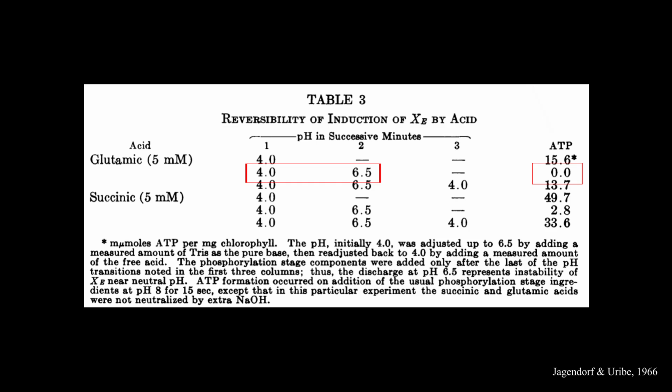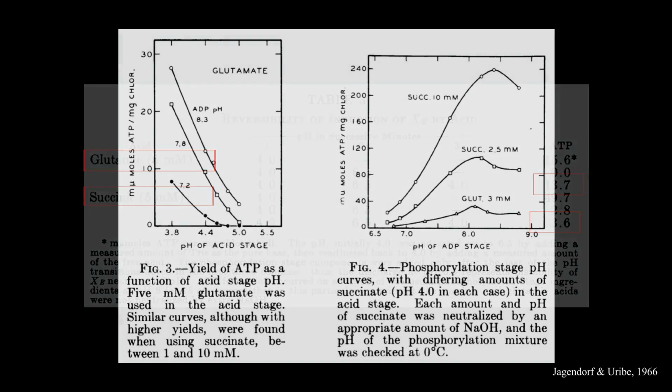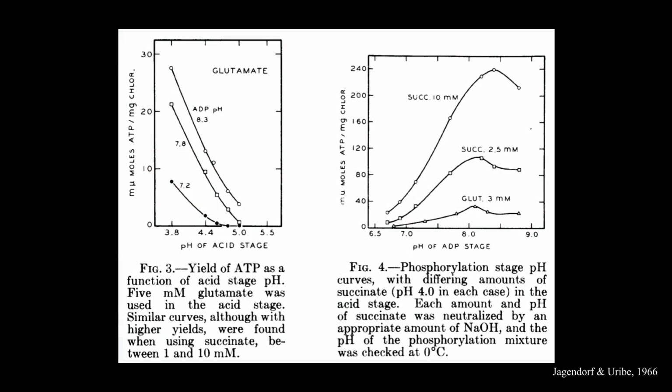The reversibility of this system was shown in row 3 by returning the chloroplasts to an acid bath after the basic bath, where we see that ATP was once again formed, noting that different acids changed how much ATP was produced. They also showed that the efficiency of the system was dependent on the pH at each stage. Here, the x-axis is the pH of the acid stage and the y-axis is the ATP produced. And we see that the lower the acid stage, the more ATP is produced.